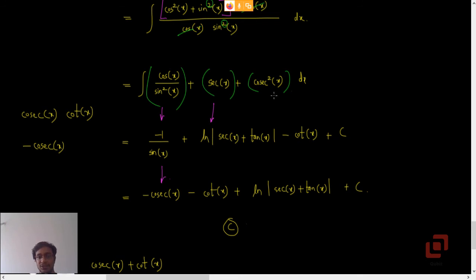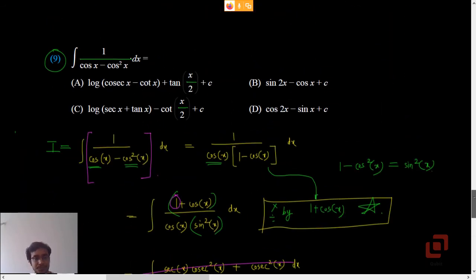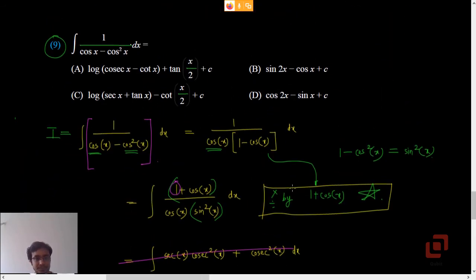and integral of cosec squared x is negative cot x. Plus the constant of integration, so negative cosec x minus cot x plus log of sec x plus tan x. That is option C. Let's go back to the options. Now it is only option C that contains log of sec x plus tan x in it.